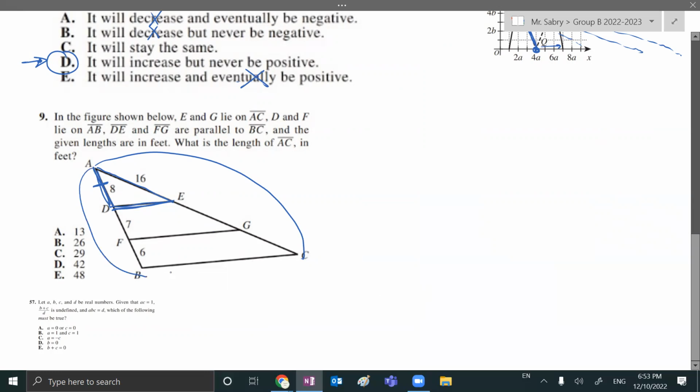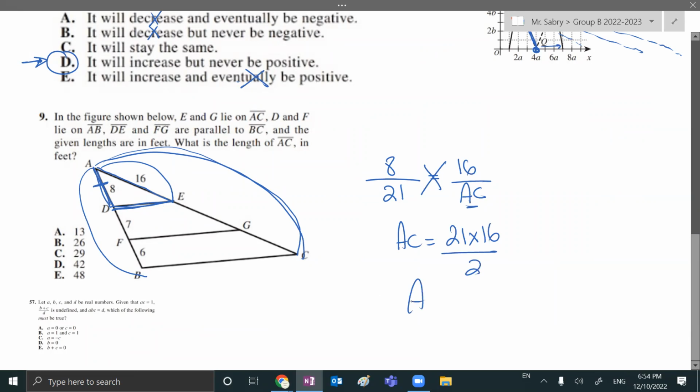It's the AB entirely. So then the small over the corresponding big one, which is 21, 8 plus 7 plus 6, is equal to the small one, which is the 16, over the corresponding one in the big triangle, which is the AC. So if I need to find AC, I just cross multiply. So AC will be equal to 21 multiplied by 16 and then divided by 8. It's 221.42.